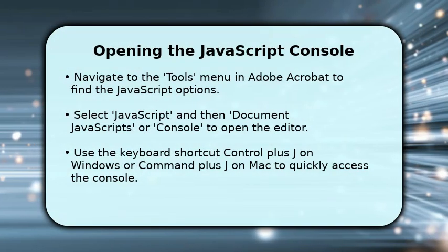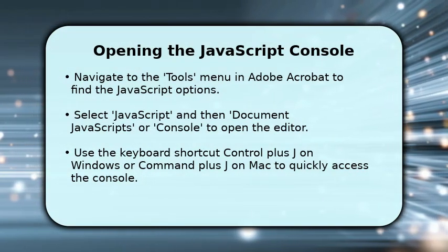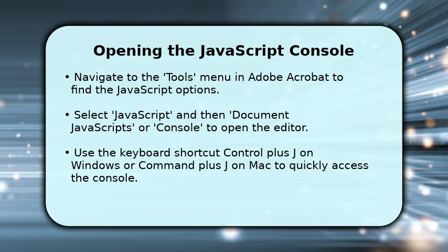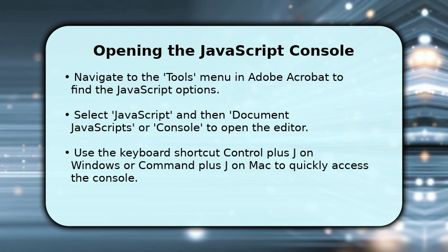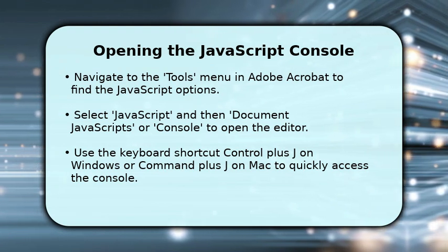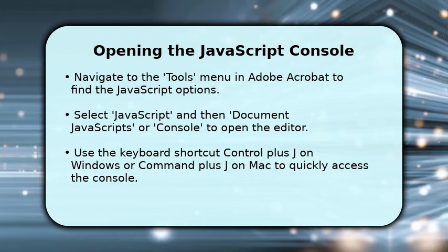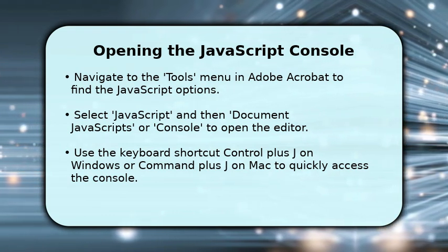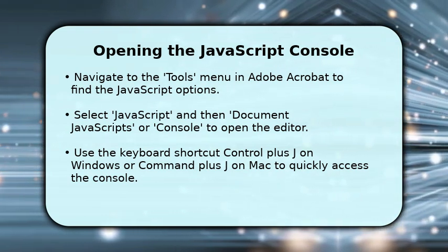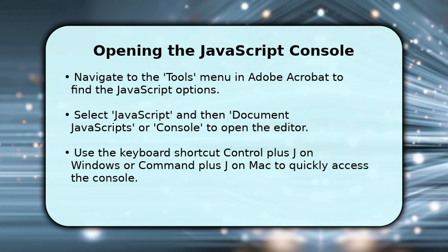To begin, open Adobe Acrobat and navigate to the Tools menu. From there, locate and select JavaScript. Alternatively, a quick keyboard shortcut, Ctrl+J on Windows or Command+J on Mac, will instantly bring up the JavaScript console. This console is your primary interface for interacting with the PDF document programmatically.